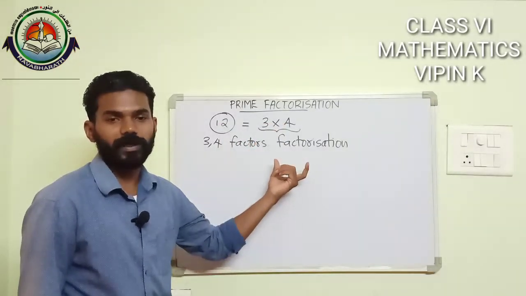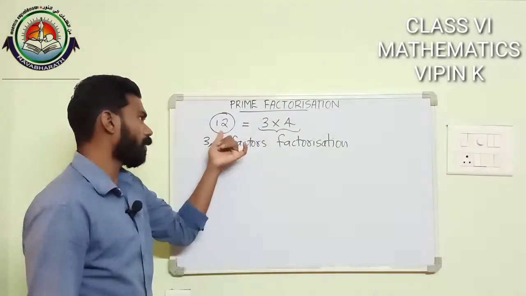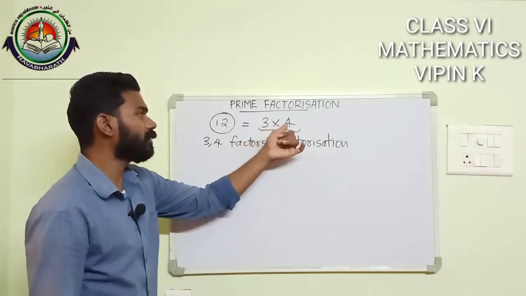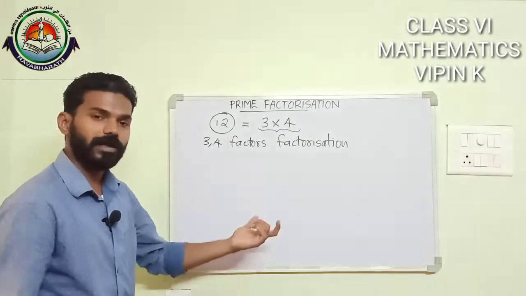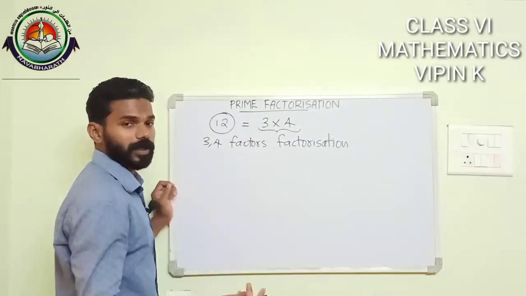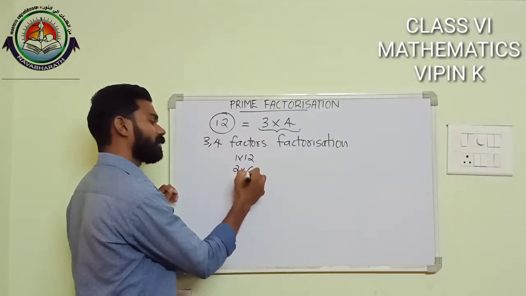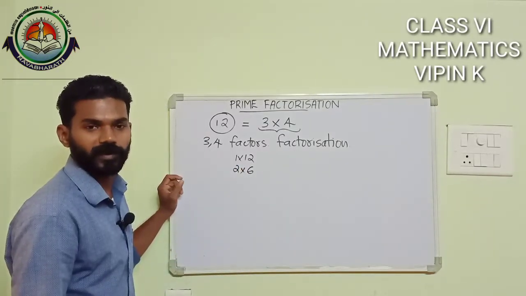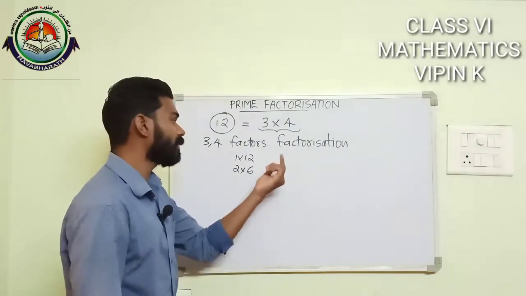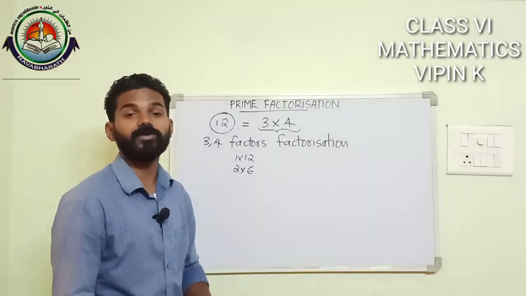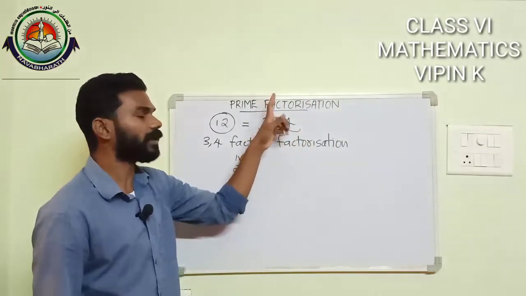Okay, so here we can say that 3 and 4 are the factors of 12, and 3 into 4 is a factorization for 12. Clear? You can do factorization for 12 in some other ways also. You can write 1 into 12, it is a factorization. 2 into 6, that is also a factorization. So here you can see that a number can have different factorizations by using its factors. Okay, so I hope you are clear about what is factorization.